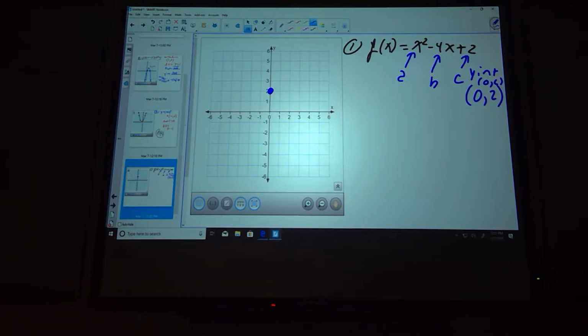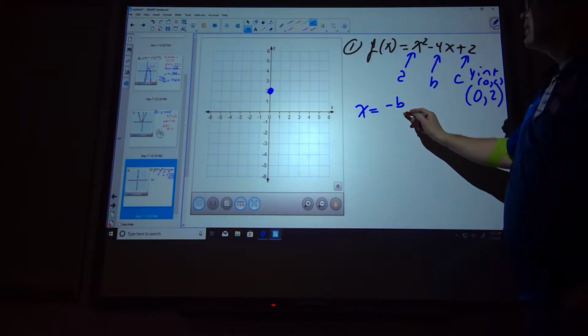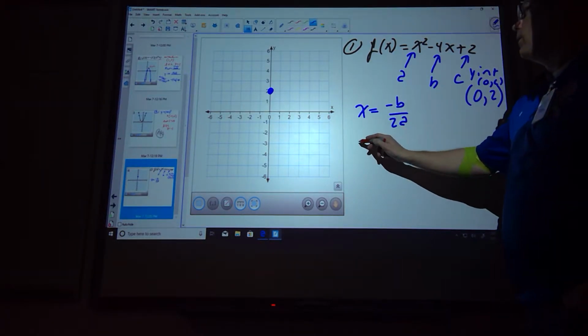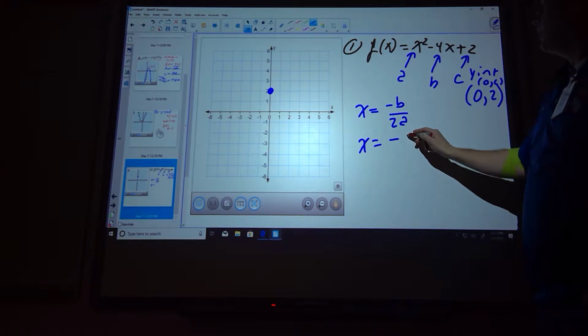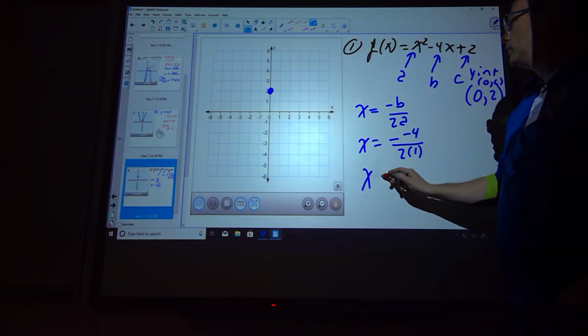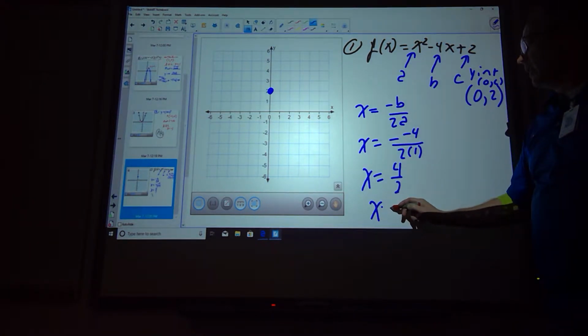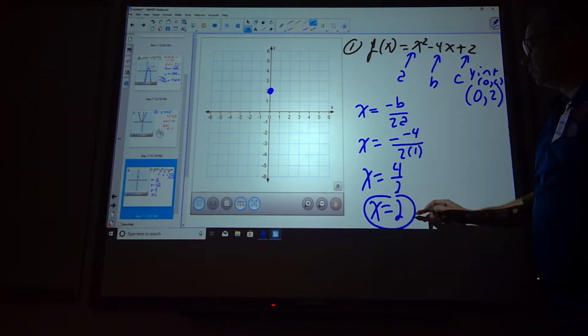All right, so question for you. How do we start finding the vertex if it's in standard form? What was that very first equation we started working with? Negative b over 2a. There you go, negative b over 2a. Cool. So I get x equals negative 4 over 2 times 1. Negative 4 is 4, so I got 4 over 2. So I got x equals 2. That's my axis of symmetry.